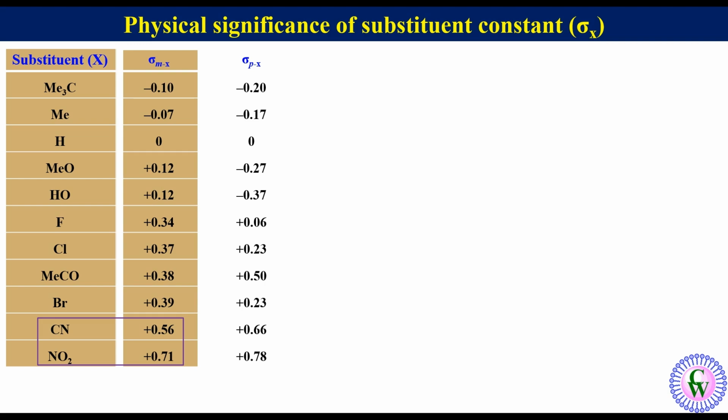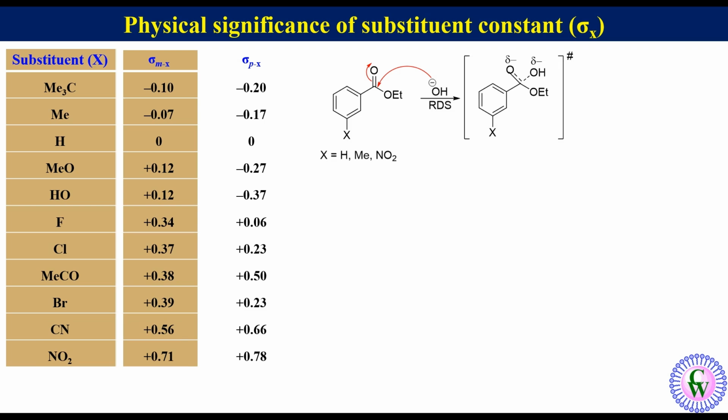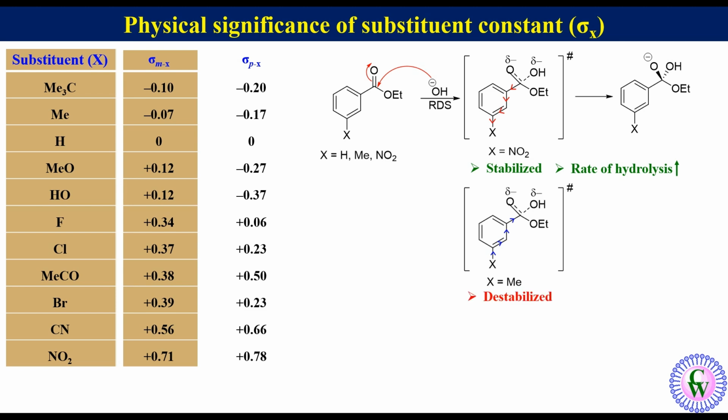Let's compare the rate of alkaline hydrolysis of meta-nitro and meta-methyl ethyl benzoate with that of the unsubstituted ester, that is ethyl benzoate. We can draw the general structure of the ester, where X is equal to H, methyl or nitro. The rate limiting step is the attack by hydroxide ion on carbonyl to produce a negatively charged transition state, which collapses to a tetrahedral anionic intermediate. Thus, the electron withdrawing nitro group will stabilize the transition state and enhance the rate of hydrolysis, while the electron donating methyl group will destabilize the transition state and decrease the rate of hydrolysis.